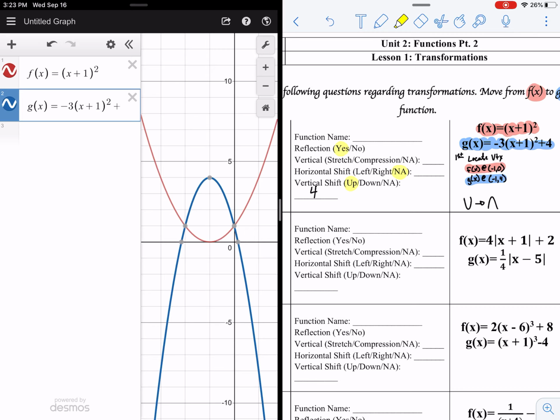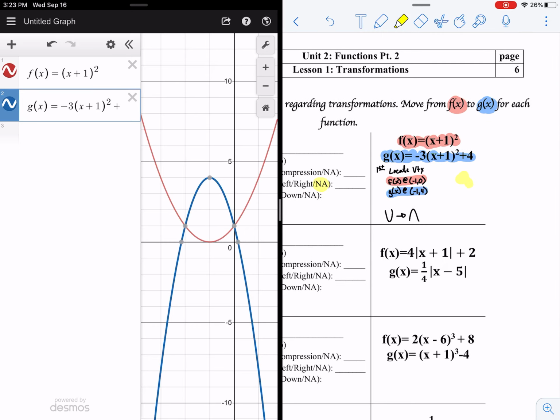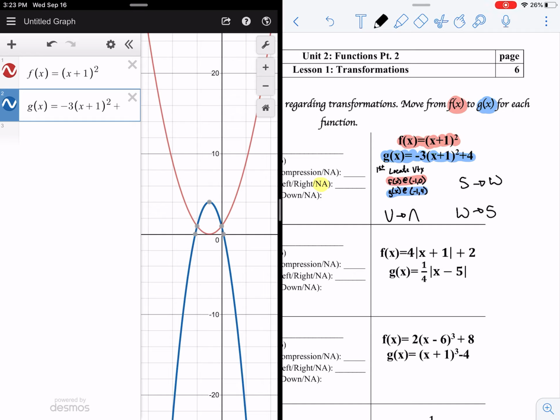And then last but not least, am I going skinny to wide or wide to skinny? And again, I'm starting with f of x, which is red. Now, if I zoom out, I can clearly see that red is my wide graph. So red is my wide, skinny is blue. What do I start with? F of x to g of x. So I'm going wide to skinny. Therefore, I have a stretch.